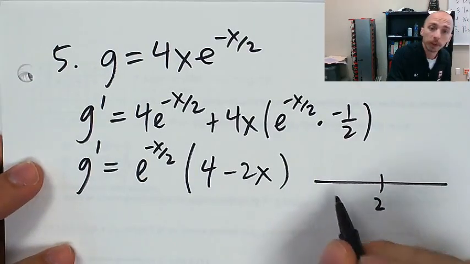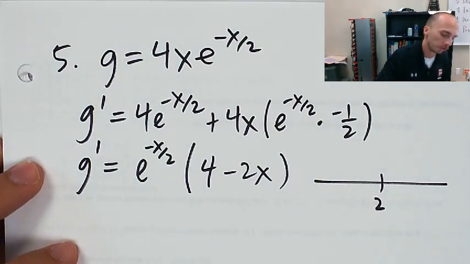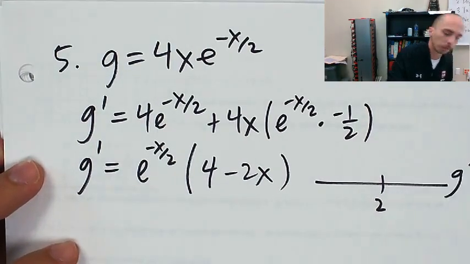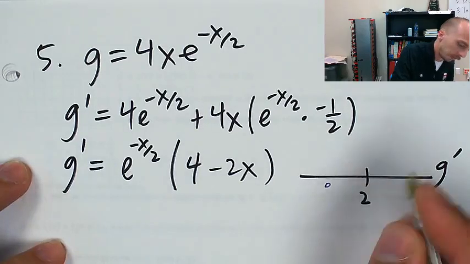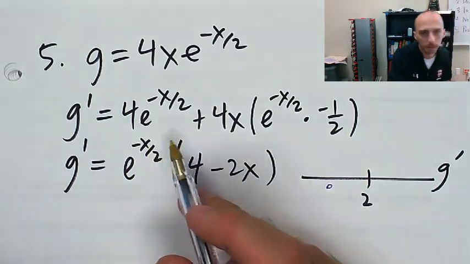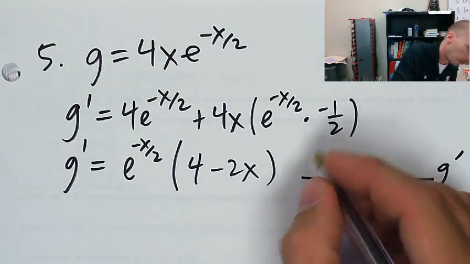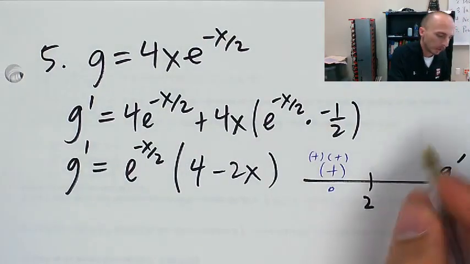And so what I'm going to do is I'm going to choose a number less than 2, and I'm going to choose a number greater than 2, and I'm going to use those test points to determine whether or not g prime is positive or negative on its respective interval. That's g prime. So choosing x equals 0, I'm going to have e to the negative 0 is e to the 0 is 1, times 4 is positive, times positive is a positive number.